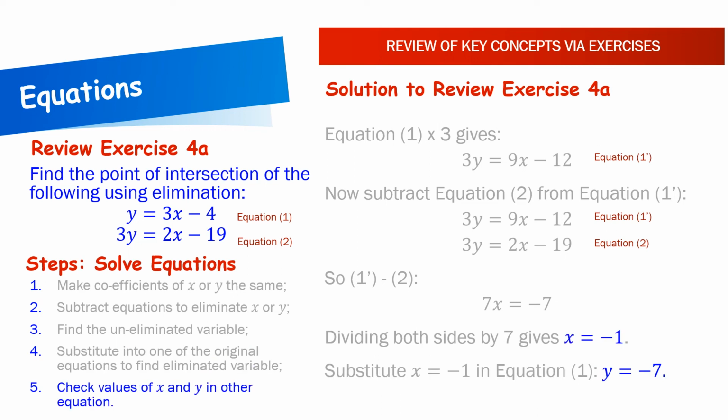And finally, we check the values of x and y in the other equation. So we substitute x equals minus 1 and y equals minus 7 in equation 2, to give 3 times minus 7 equals 2 times minus 1 minus 19. And this is indeed correct, as the left-hand side equals the right-hand side equals minus 21. So x equals minus 1 and y equals minus 7 are the correct solutions for these equations.